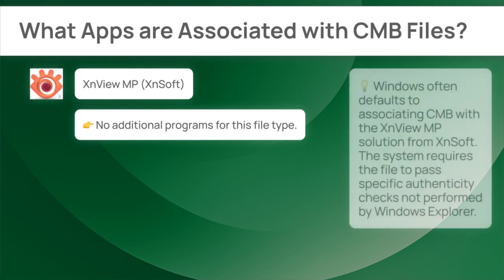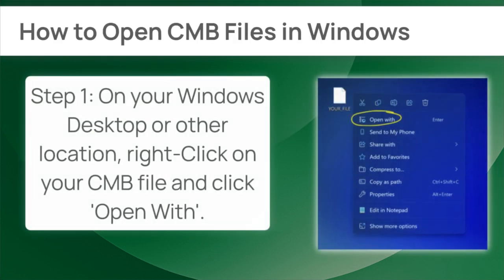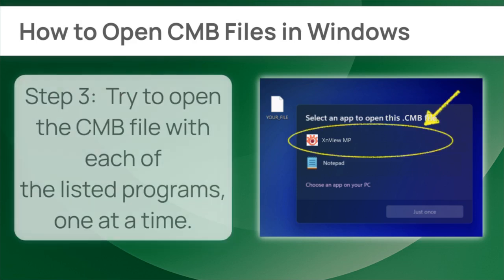The system requires the file to pass specific authenticity checks not performed by Windows Explorer. Windows offers restricted insight, so reviewing the file properly must be done with cataloging software. Begin the search for the right application. Right-click the CMB file and select Open With. Try XnView MP first. If it's absent, select another program. We must find the app that recognizes the format.